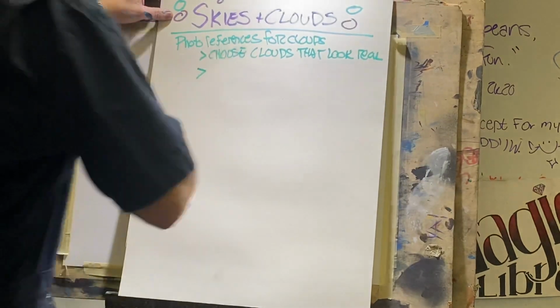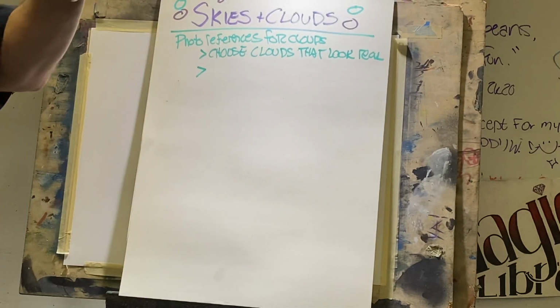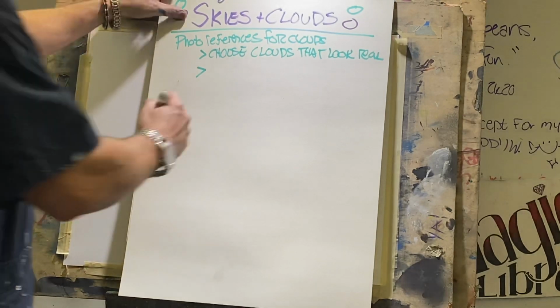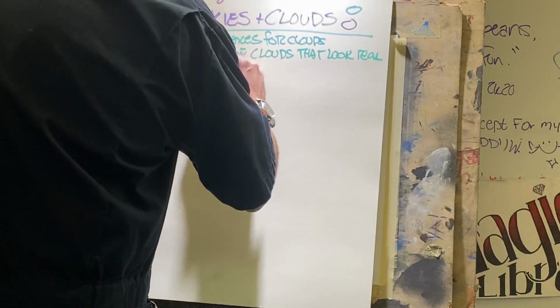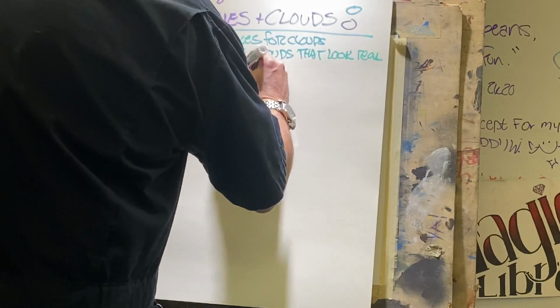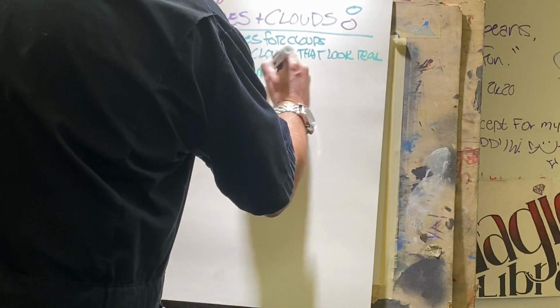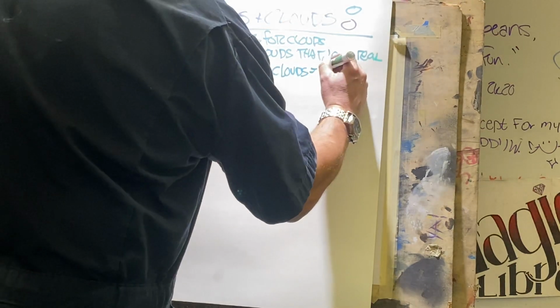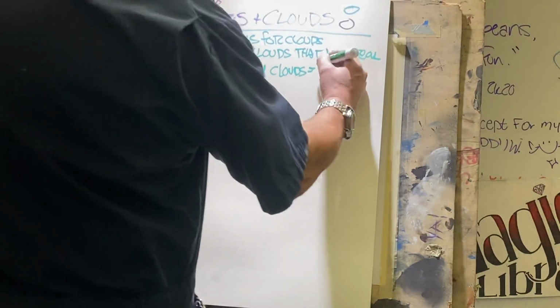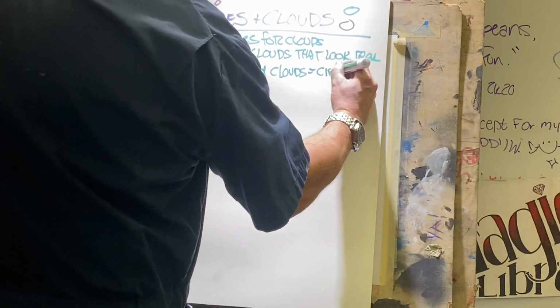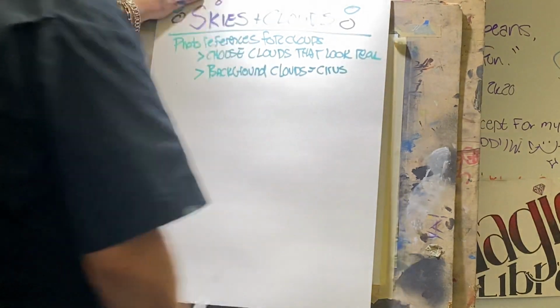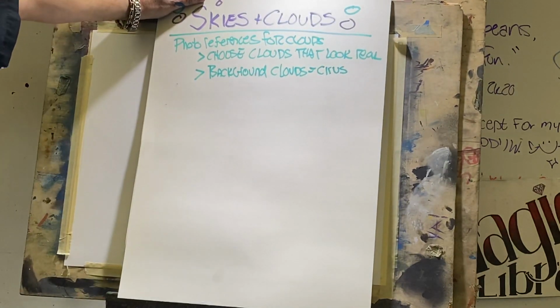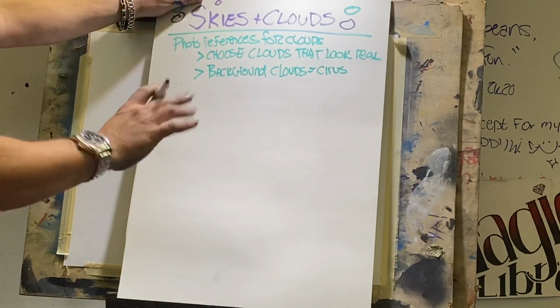And then the next thing to do is you want to do a little bit of a mix. So write down the background clouds need to be cirrus. Background clouds equals cirrus, C-I-R-U-S. That could be spelled wrong, just throwing it out there.